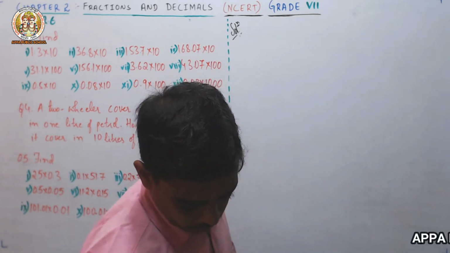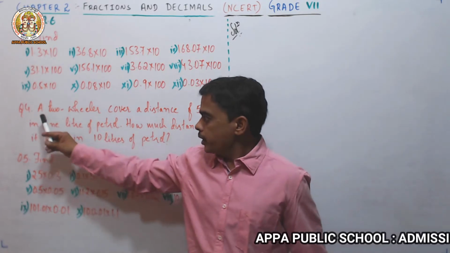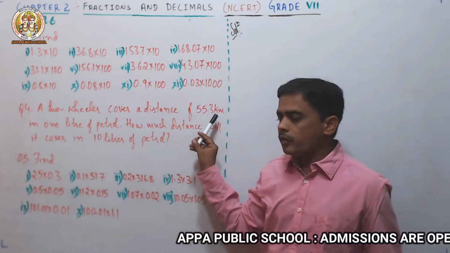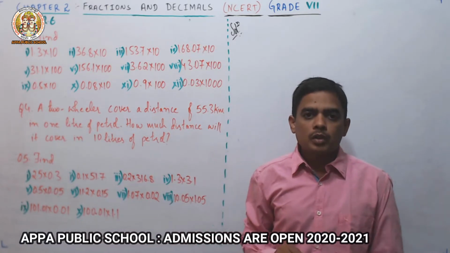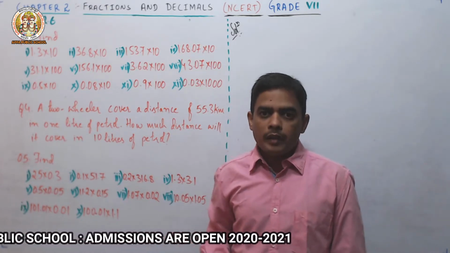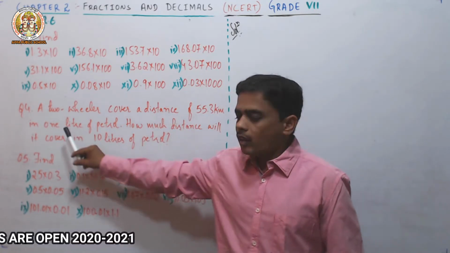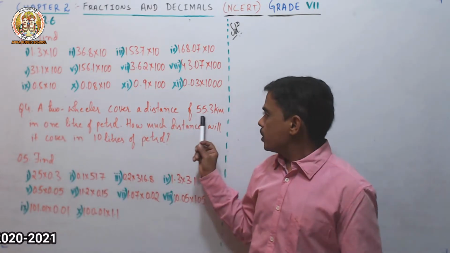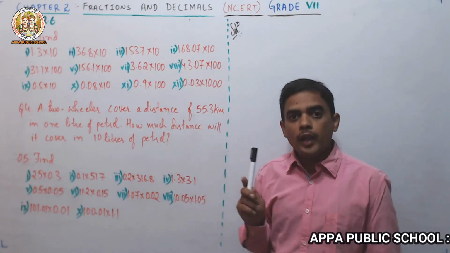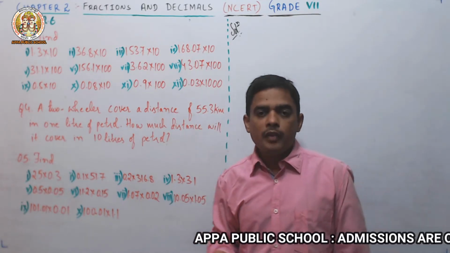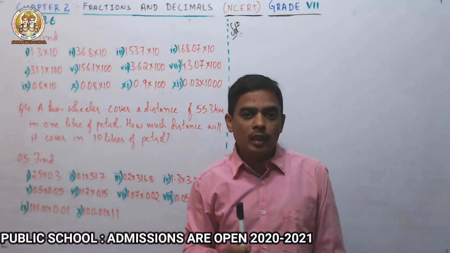Okay, next one. What is the next question? A two-wheeler covers a distance of 55.3 km in 1 liter of petrol. Suppose you have a two-wheeler. So if you put 1 liter of petrol in that two-wheeler, how much distance will it cover? It will cover a distance of 55.3 km in 1 liter of petrol. Means if you put 1 liter of petrol, you can travel a distance of 55.3 km.